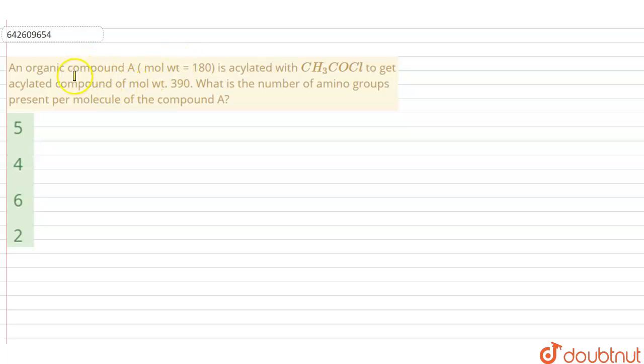Hello, students. Let's start the question. An organic compound A with a molecular weight 180 is acylated with CH3COCl, that's acetyl chloride, to get an acylated compound of molecular weight 390. What is the number of amino groups present per molecule of the compound A?